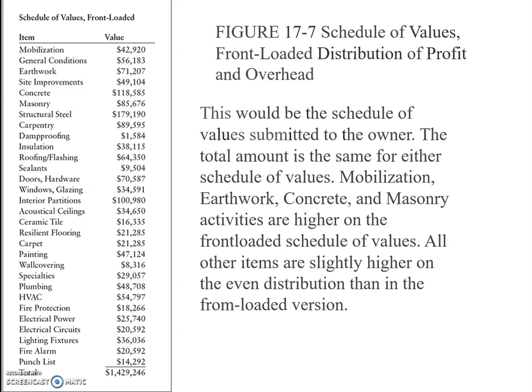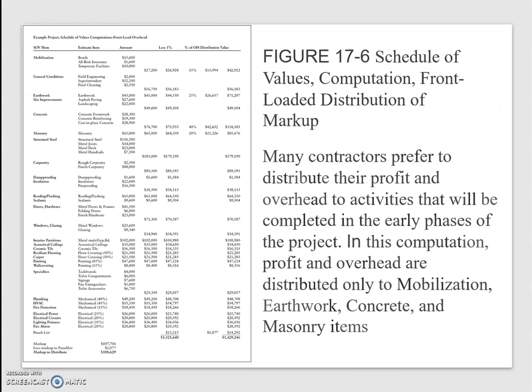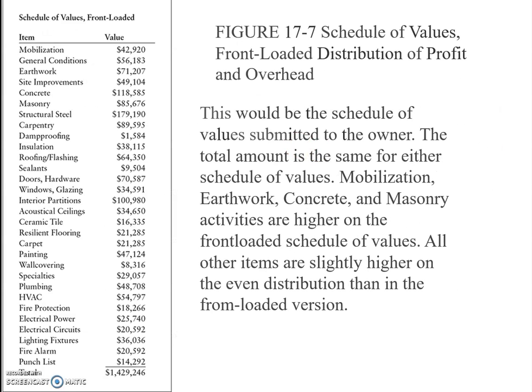So this will be the schedule of values submitted to the owner in comparison with the schedule of values for the evenly distributed case, that is in 17-5. The following conclusions can be made. Okay, total amount will be the same. Total amount will not change in either of the schedules. So mobilization, earthwork, concrete, and masonry activities are higher on the front-loaded schedule of items because they come early in the project. All other items are slightly higher on the even distribution than in the front-loaded version.